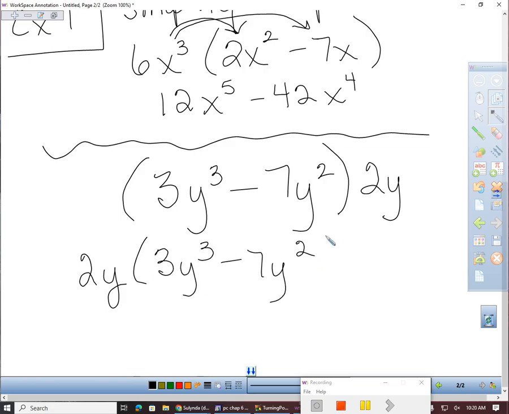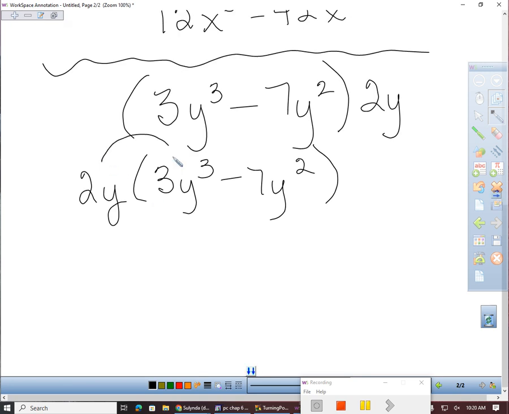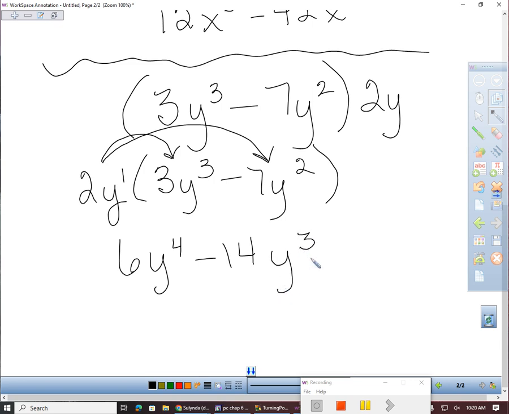And now we're going to distribute. 2y times 3y to the third. Multiply our coefficients, keep our base, and add our exponents. Again, remember there's a 1 on that y. So when we add our exponents, y to the first times y to the third, y to the fourth. 2y to the first times negative 7y squared. Multiply our coefficients. 2 times negative 7 is negative 14. Keep our base and add our exponents. Any questions so far?